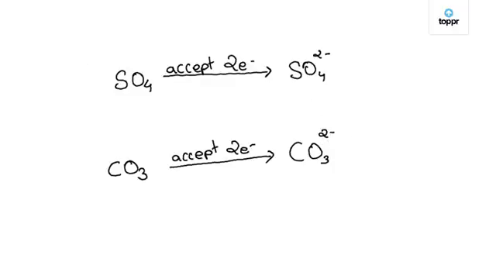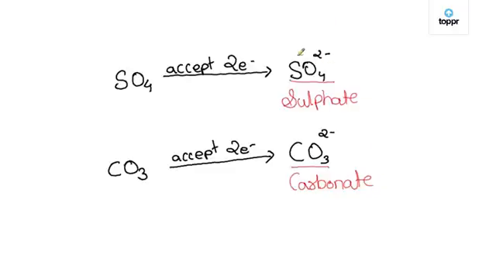How do we name these ions now? These are negatively charged ions that we've already seen. To name these ions, it should be named like this: sulf for sulfur, ate for oxygen. So SO4 is known as sulfate. Then how do you name this? C for carbon and ate for oxygen. So the name of this is carbonate.